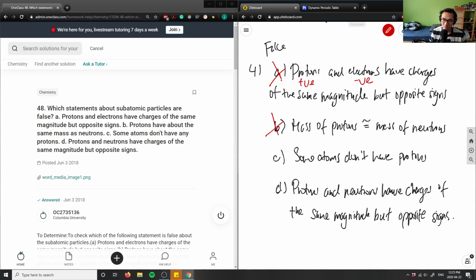Remember, the mass of protons is 1 AMU, and then 1 AMU for our mass of neutrons. The only one that's not 1 AMU is electrons, right? The mass of electrons is extremely, extremely small.